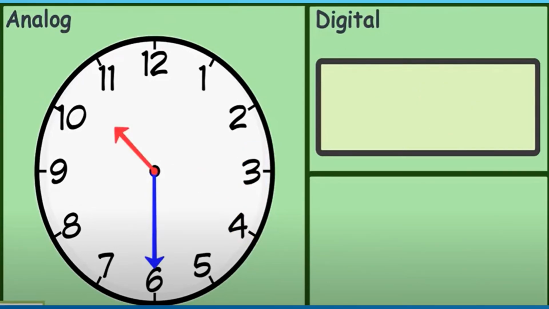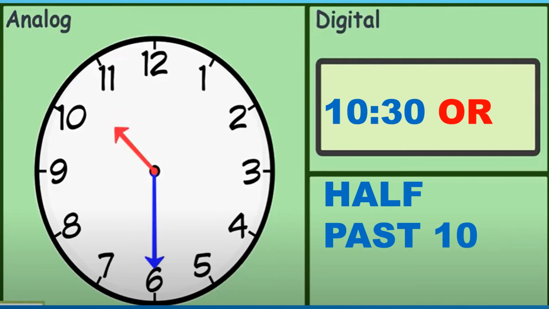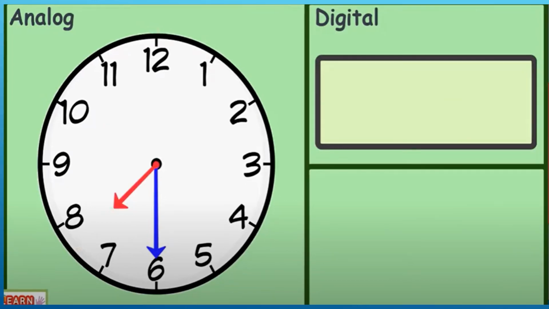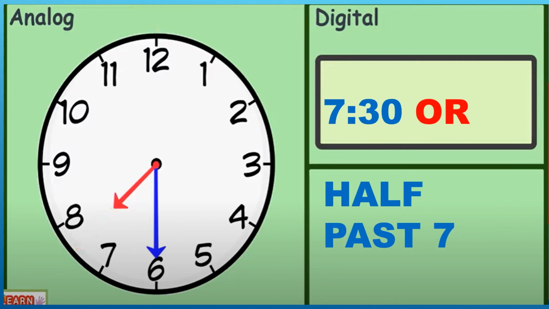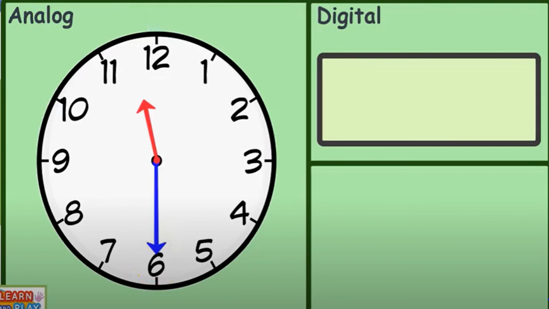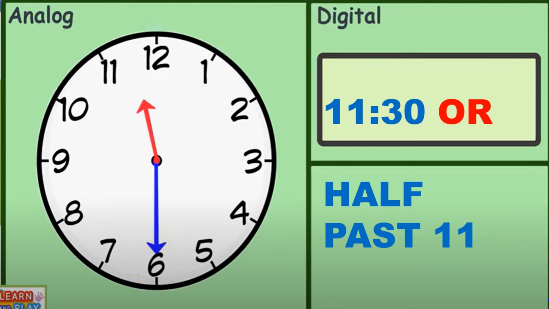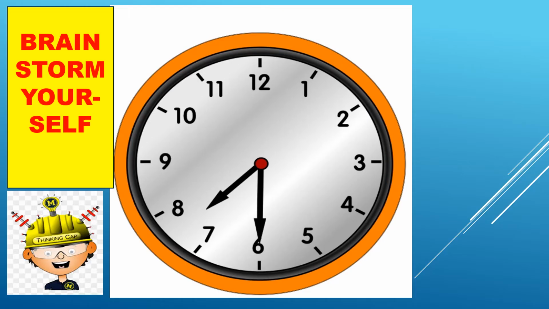What is the time shown in this clock? The hour hand is between 10 and 11. So it is clearly 10:30 or half past 10. What is the time in this clock? It's 7:30 or half past 7. What is the time in this clock? It's 11:30 or half past 11.